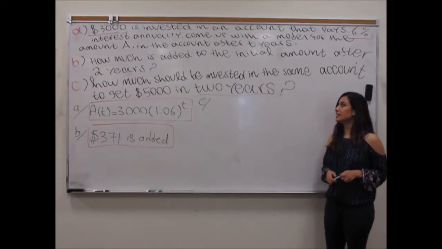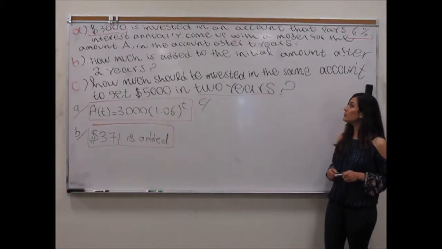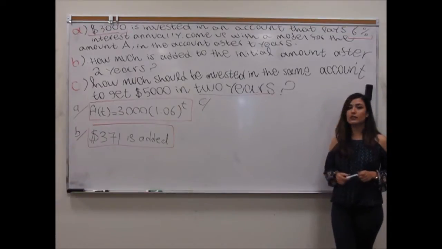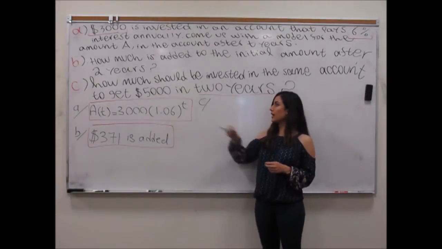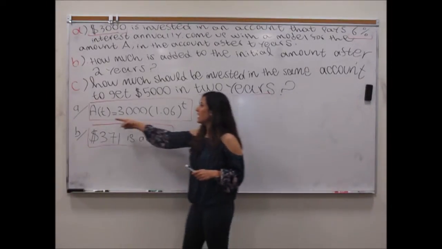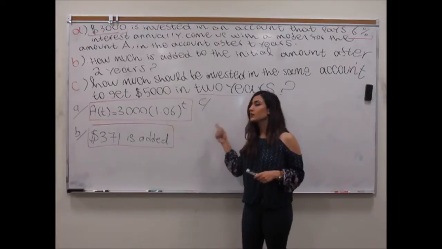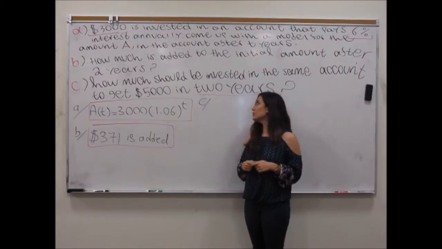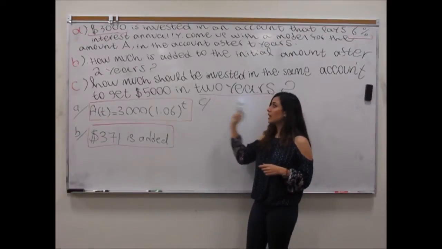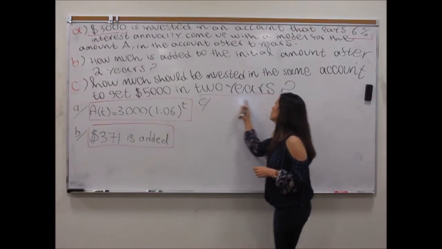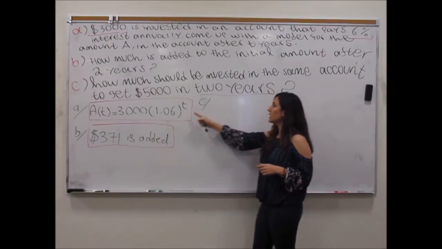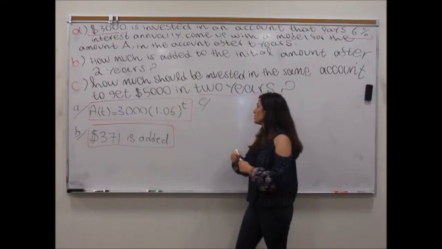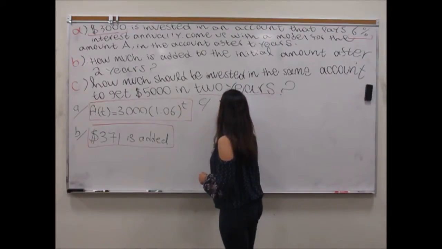Okay, part C is asking me how much should be invested in the same account to get $5,000 in 2 years. So I have this model from part A, but I want this A to be 5,000. So that means how much should I invest in this account so that after 2 years I get $5,000. So this 2 years tells me that my T here is 2.